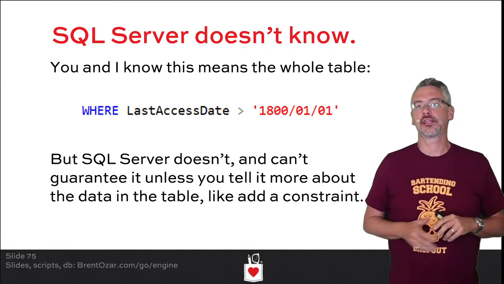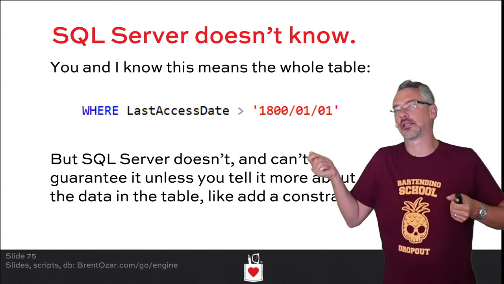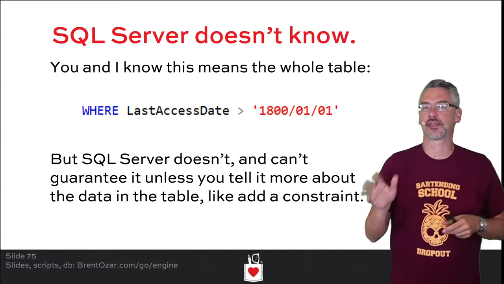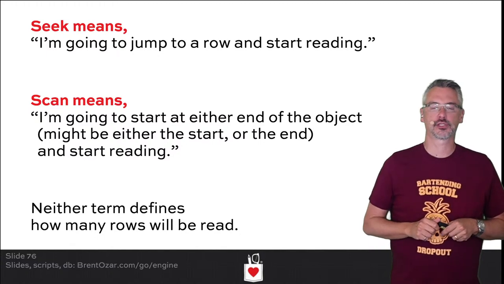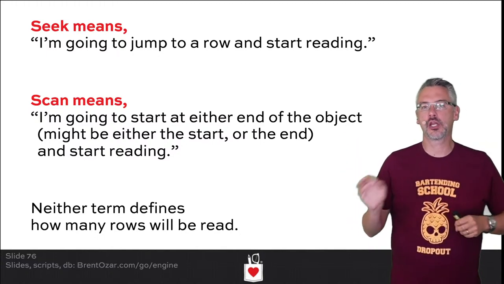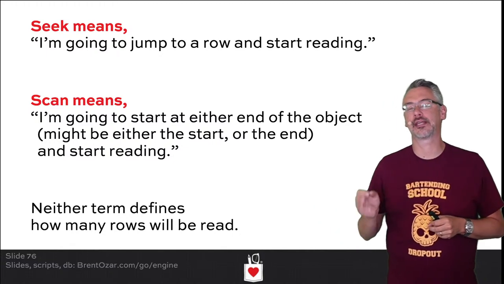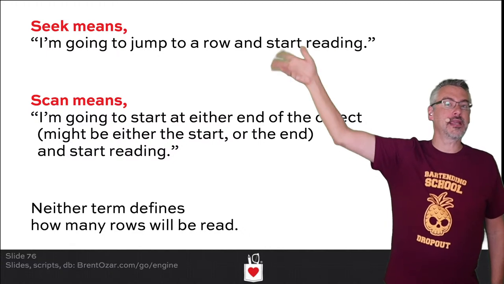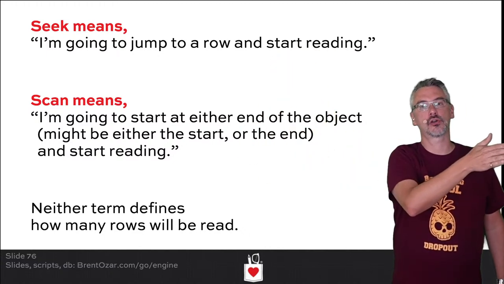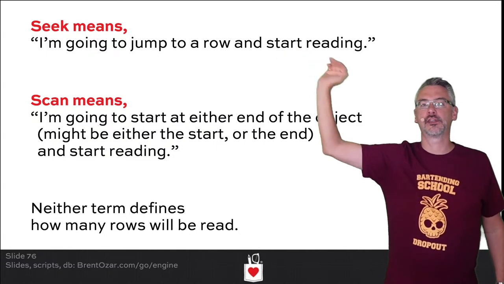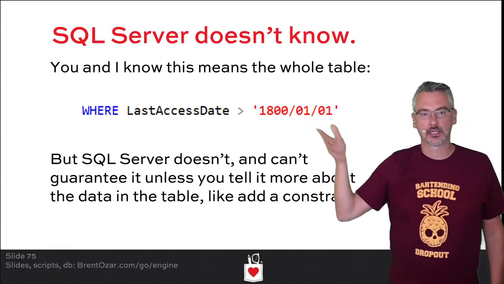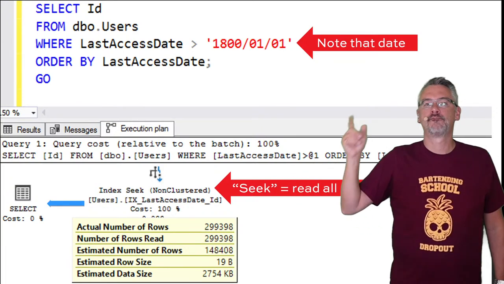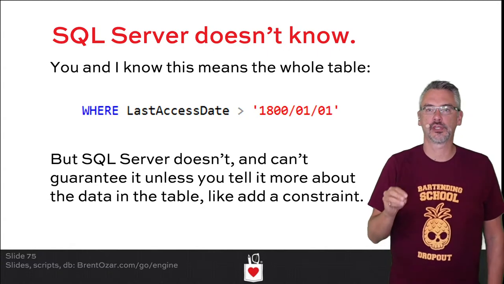SQL Server can't guarantee that. Sure, we have statistics that tell it likely how much data is distributed in different areas, but it's not a guarantee. It's not a constraint. It's just a rough guess. So to SQL Server, the term seek just means he knows where the starting point is. It could be the first row of the table. It also doesn't mean that he's going to stop reading at a certain point. He can start at the beginning of the table and read the whole entire thing, like what we just saw with 1800. That shows up as an index seek. The term seek strictly refers to the starting point.